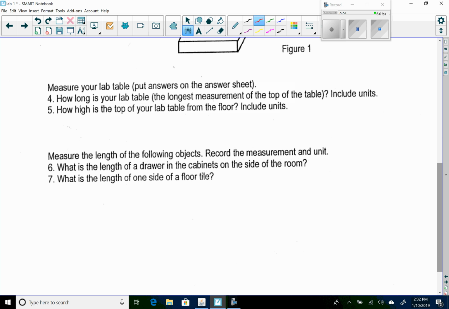Next, measure the length of the following objects. Record the measurement and unit. Question 6. What is the length of a drawer in the cabinets on the side of the room? Question 7. What is the length of one side of a floor tile?